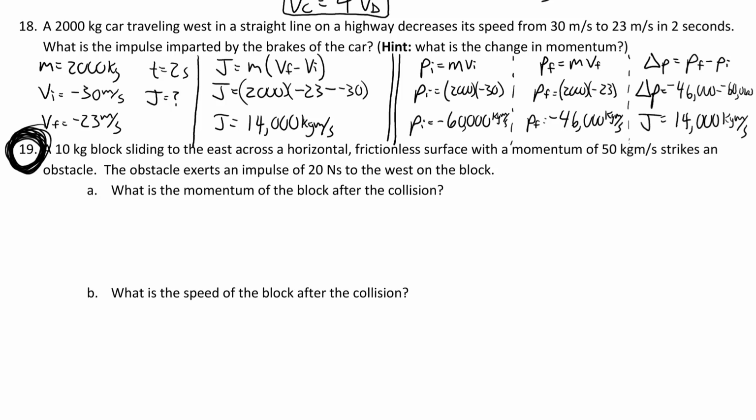All right, so now we're working on number 19. A lot of my students had questions on this one, so hopefully they just skipped right ahead to 19. It says a 10 kilogram block sliding to the east across a horizontal frictionless surface with a momentum of 50 kilogram meters per second strikes an obstacle. The obstacle exerts an impulse of 20 Newton seconds to the west on the block. What is the momentum of the block after the collision?